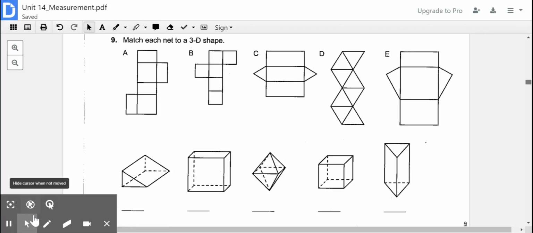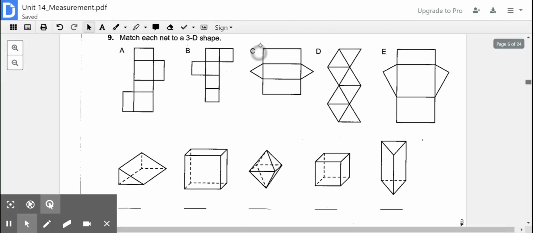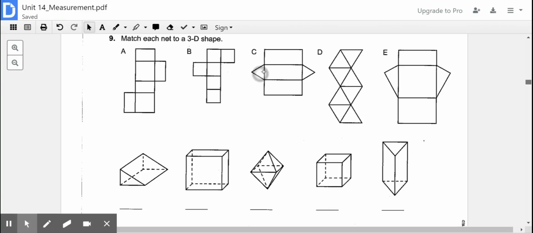Number 9 says, match each net to a 3D shape. So we're going to see if we can match which is going to be with which. Some of these are going to be easier than others. So it looks like C has got a triangular prism and the bases are the same. So I'm guessing they have identical sides, it looks like. So this one here is going to be C, and I just match it. Okay, go ahead and do A, B, D, and E.